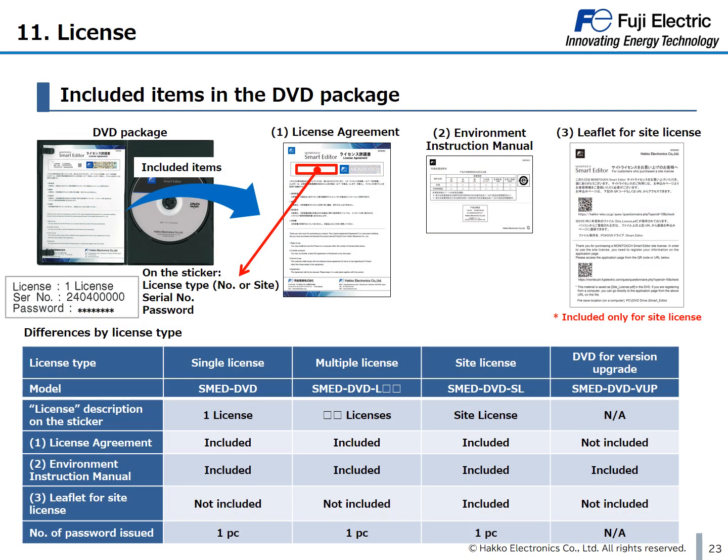The following is an overview of what is included when you purchase a license. Each license includes an installation DVD, license agreement, and environment instruction manual. For site license, a dedicated leaflet for registration will be included in addition to these. The license agreement includes the type of license, serial number, and password. Please keep it in a safe place so that you do not lose it. Each license will contain only one password.